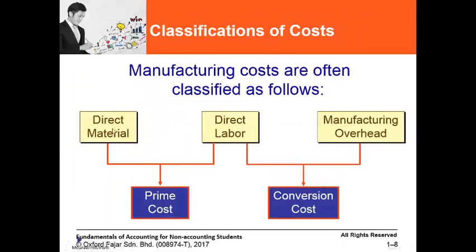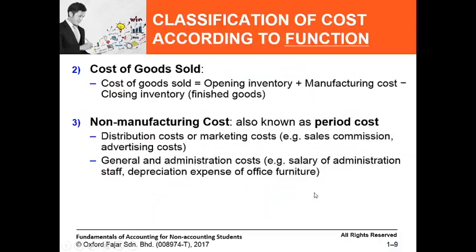As you can see here, direct material plus direct labor is prime cost, and direct labor plus manufacturing overhead is conversion cost. Another function is cost of goods sold. To calculate cost of goods sold, it is opening inventory plus manufacturing costs, which is the direct material plus direct labor plus manufacturing overhead cost just now, and then you minus the closing inventory of finished goods. So these are the equations to calculate cost of goods sold. Non-manufacturing costs are also known as period costs.